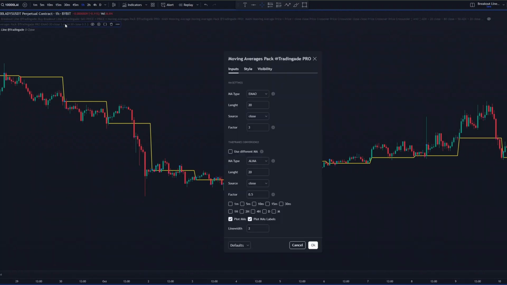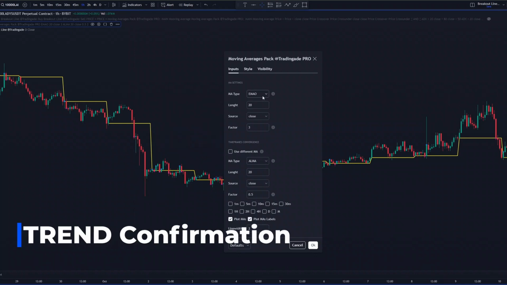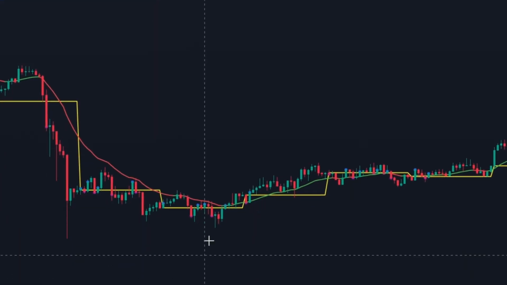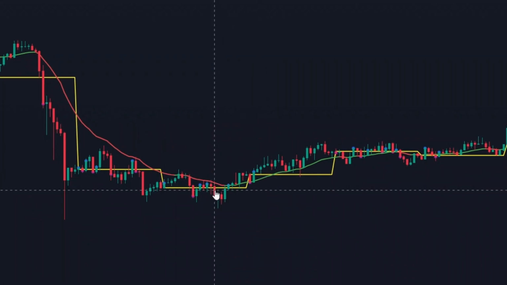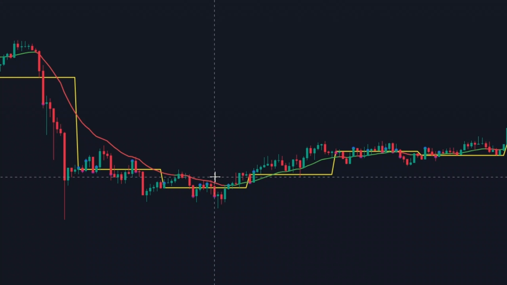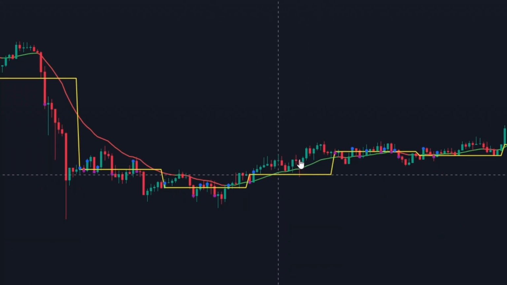The first will be a trend confirmation based on the optimized exponential moving average with a length of 20, a source close, and we're gonna allow long position only when the price is above our moving average, while we will open short position whenever the price is below the moving average.